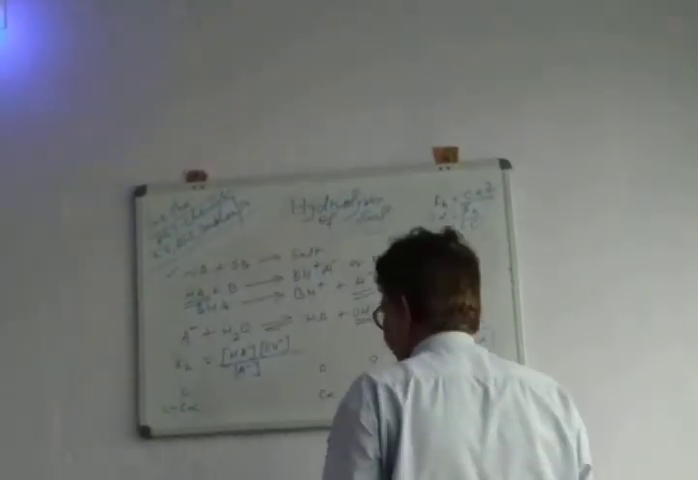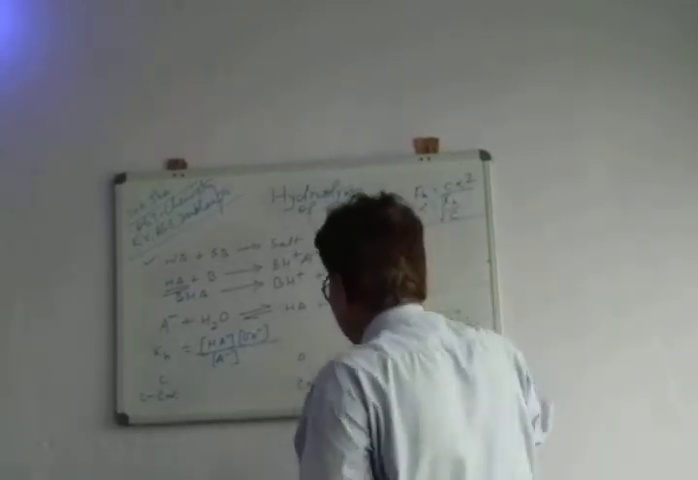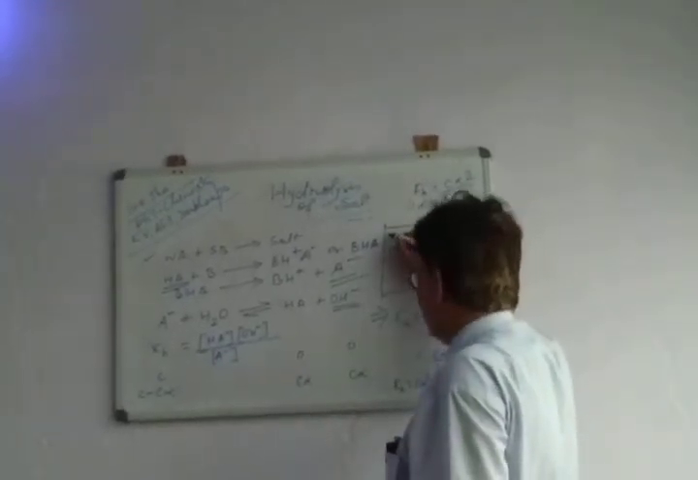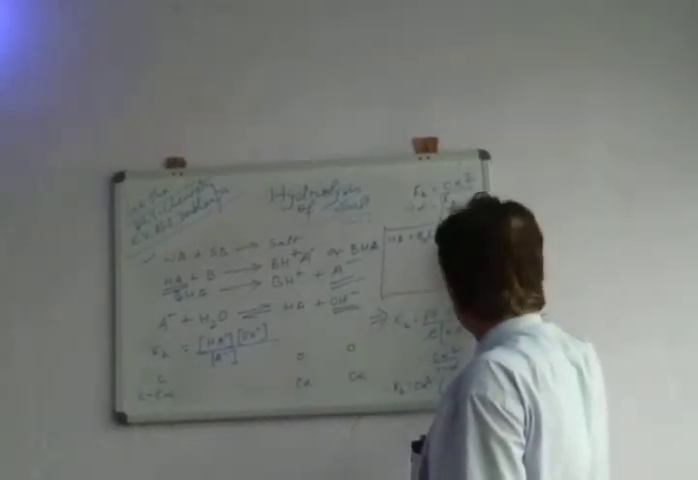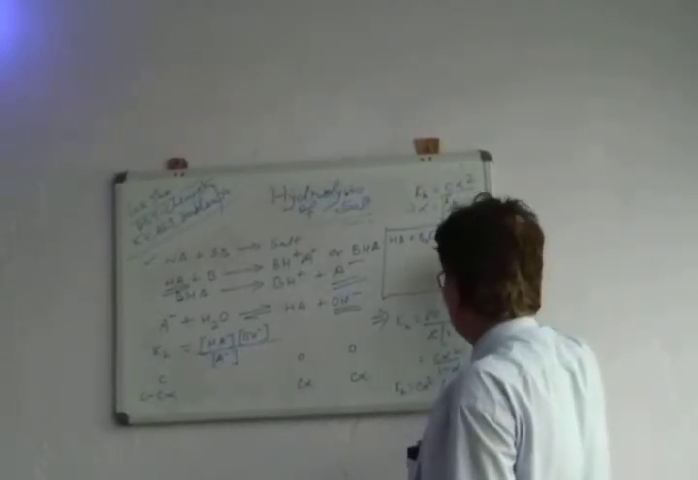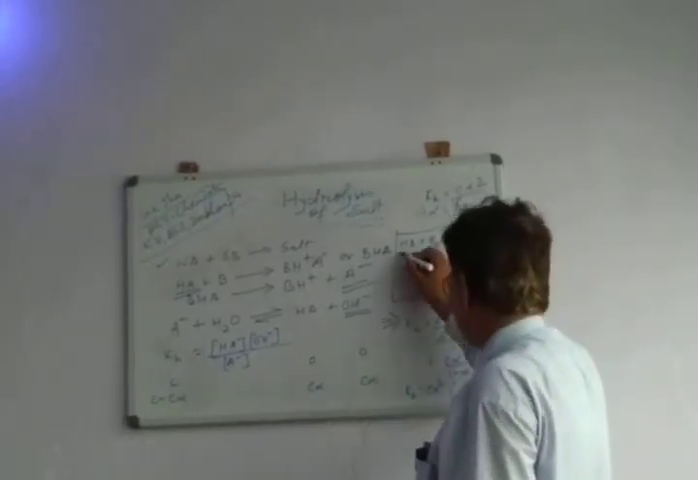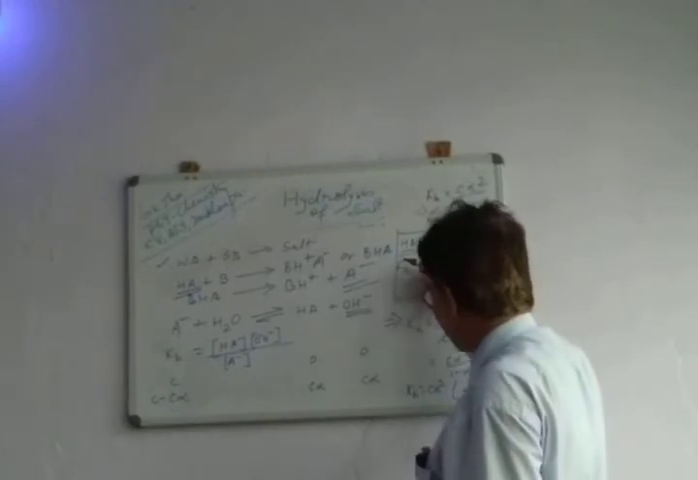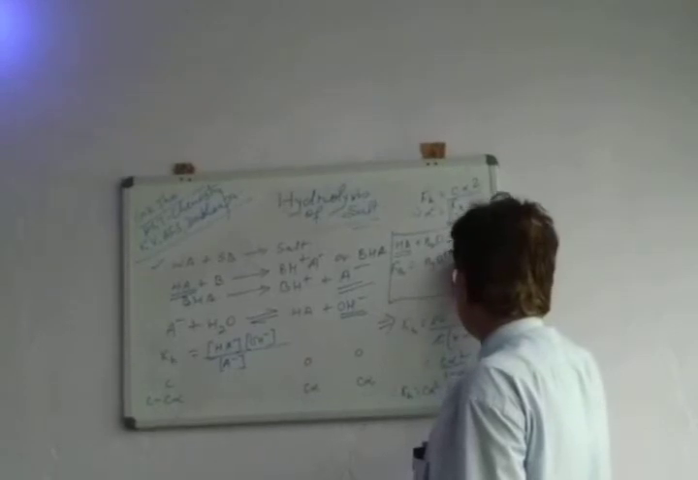Now we can also consider another equilibrium, that is HA plus H2O gives H3O plus and A minus. And this is an acid, therefore Ka, the equilibrium constant for the weak acid, will be equal to the concentration of H3O plus into the concentration of A minus by the concentration of HA.